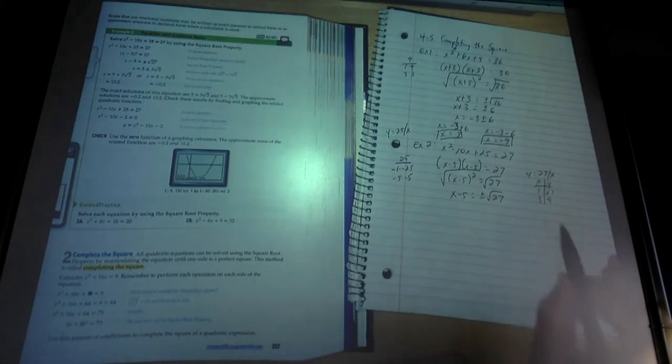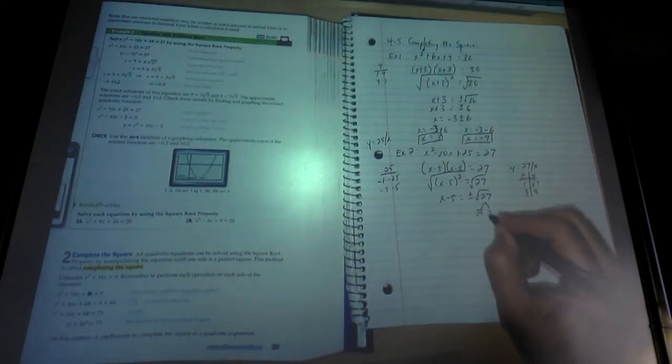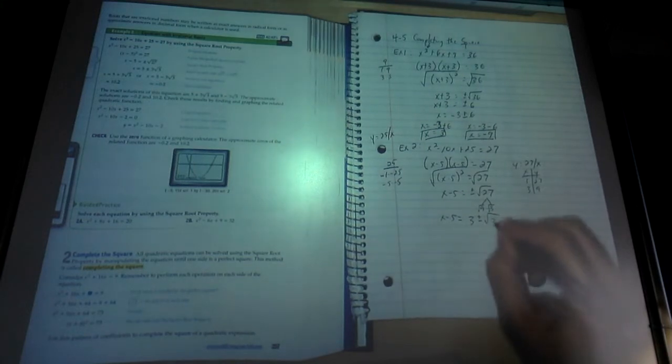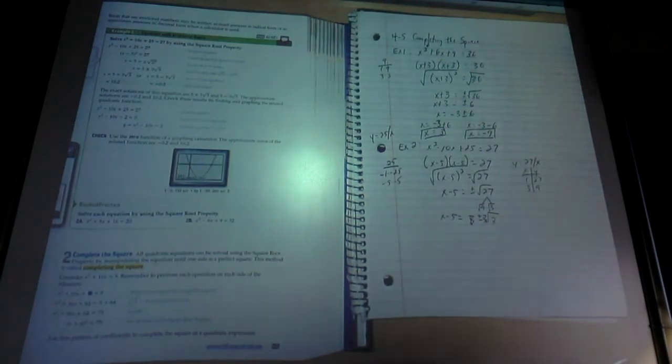We get to 3 and 9. That'd be your giveaway right there. 3 is prime. That's not always how it works, but it works here. 9 is a perfect square, so I'm going to break down 27 as 9 times 3, and we're taking the square root of those. So I've got x minus 5 equals, oh, I screwed that up. Put the 3 here. Plus or minus 3 radical 3. Don't put that 3 in front.